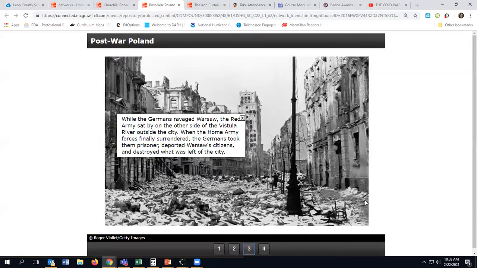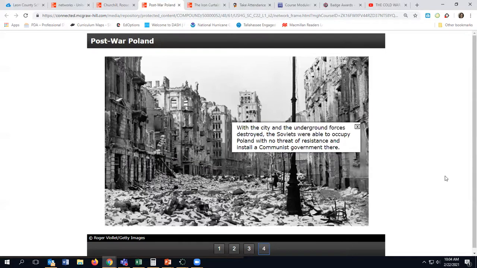While the Germans ravaged Warsaw, the Red Army, which is the Russians, sat by on the other side of the Vistula River outside the city. When the home army forces finally surrendered, the Germans took them prisoner, deported Warsaw citizens, and destroyed what was left of the city. So the Russians basically sat and watched what was happening and did nothing. With the city and the underground forces destroyed, the Soviets were able to occupy Poland with no threat of resistance and install a communist government there. So they let the Germans do their dirty work, and then they came in and took over.